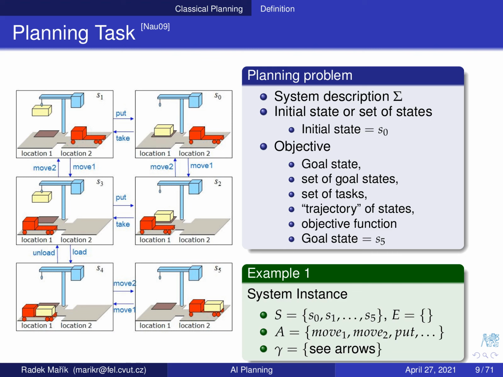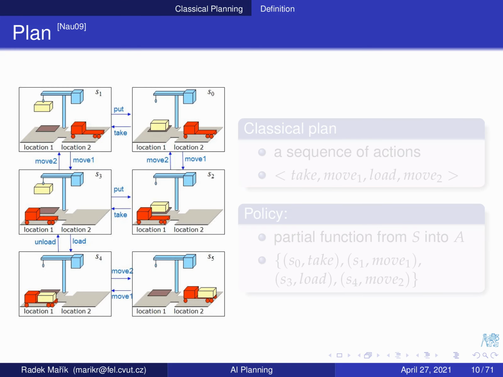Rectangles are states, arrows are actions, and the function that changes the state, the transition function, is basically represented using the triple state, action, state. So the objective is to create that sequence, the plan.